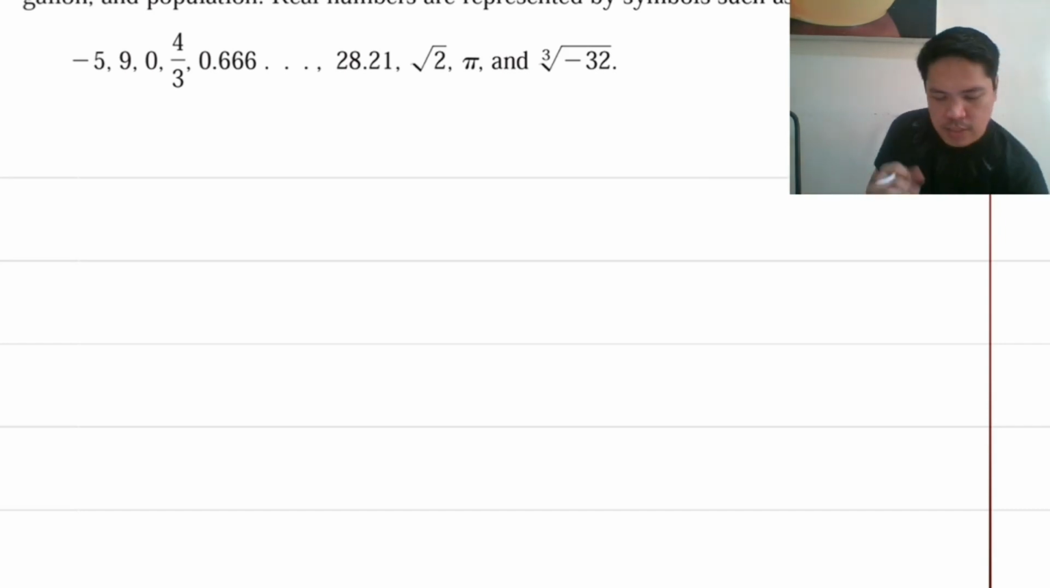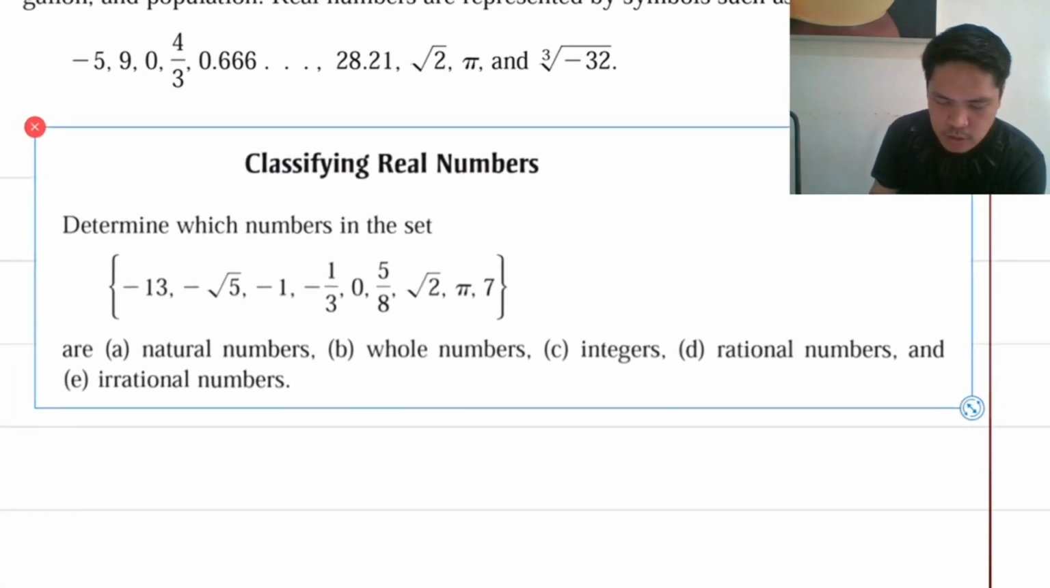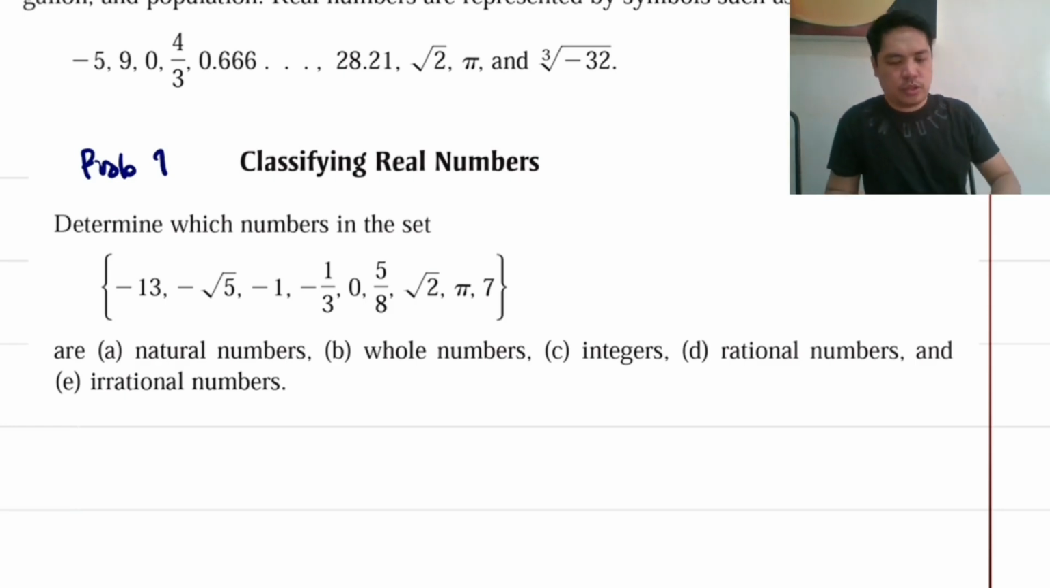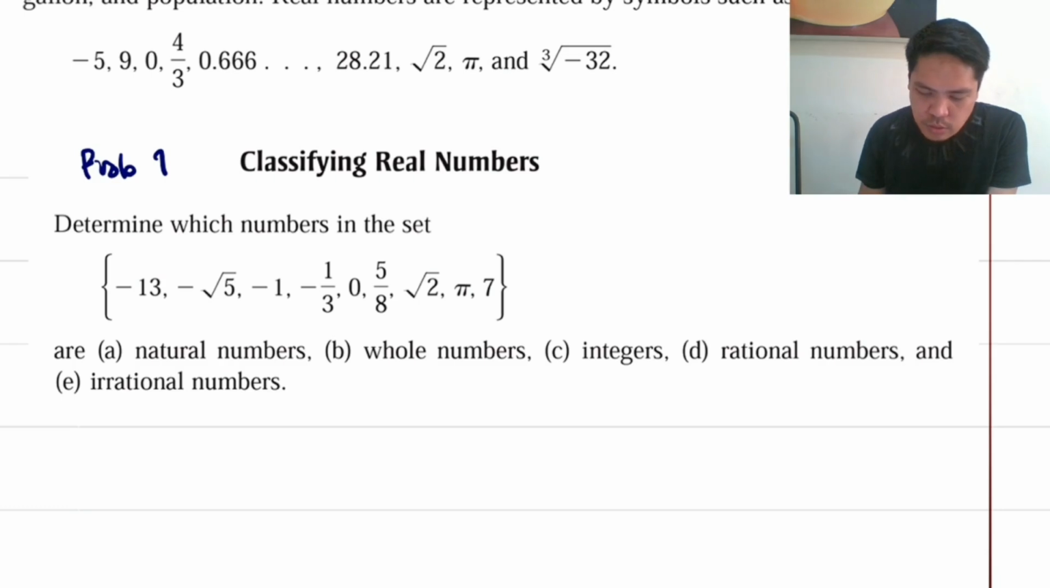Okay, let's have our first problem. Let's try this particular problem, classifying real numbers. Let's call this our problem 1. Determine which numbers in the set are natural numbers, whole numbers, integers, rational numbers, and irrational numbers. So let's take a look at the set.